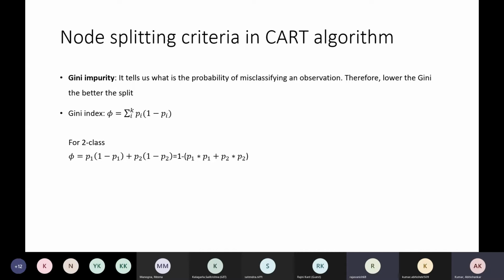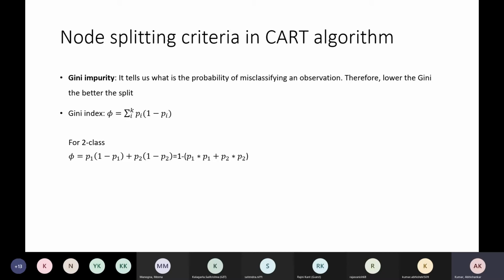Actually, if a particular observation belongs to class A, but we say it belongs to class B, it is misclassification. So Gini tells us the probability of misclassification of an observation. Therefore, the lower the Gini, the better the split. Correct. So at every node we are going to calculate something called the Gini index for every feature.